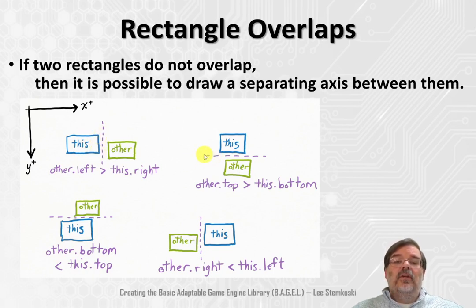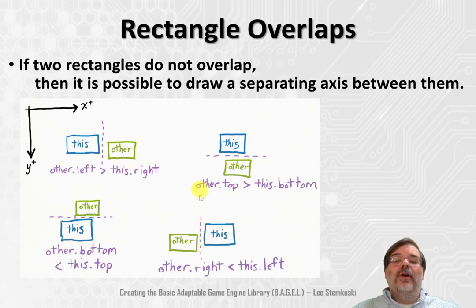The second case would be when the other rectangle is below this rectangle, in which case we would say the other rectangle's top side is greater than this rectangle's bottom side. Now remember, this is greater than because y values increase as we move down. The third case says that the other rectangle is above this rectangle, if the other rectangle's bottom side is less than this rectangle's top side. The fourth case says that the other rectangle is to the left of this rectangle when the other rectangle's right side is less than this rectangle's left side.